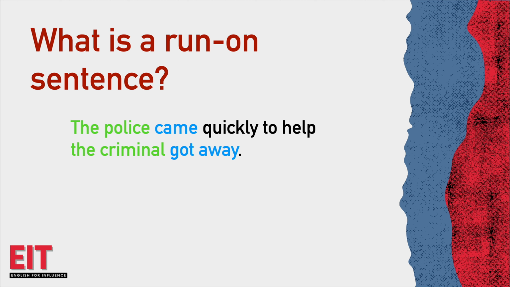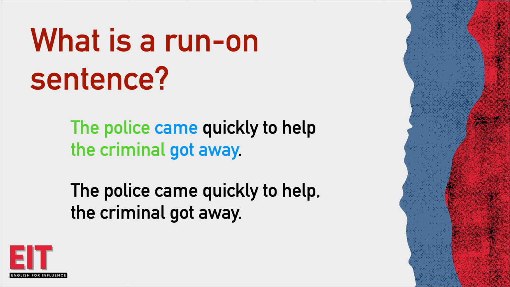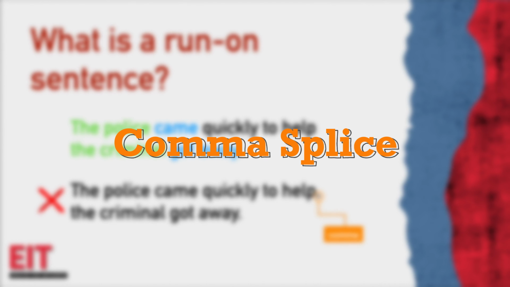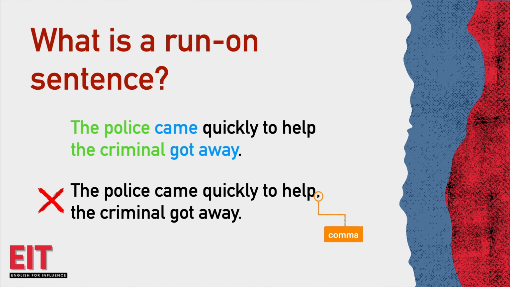So, how can we correct this sentence? Some students would do this. The police came quickly to help, comma, the criminal got away. So they add a comma to separate the two clauses. Well, it's better than no punctuation at all. However, it's still not correct. You cannot combine two independent clauses with a comma. It's still a run-on sentence. More specifically, we call this a comma splice in English, which is another crime in English. So be careful.